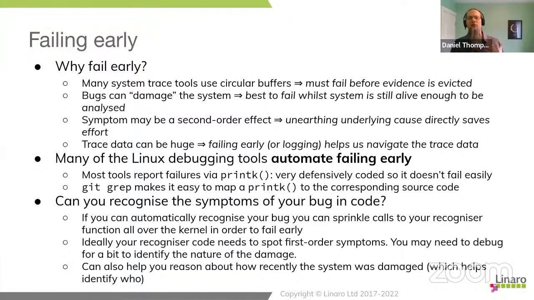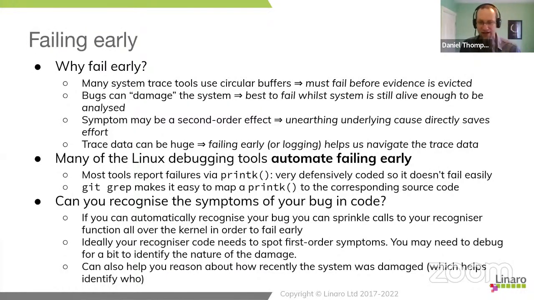So in a moment, I'm going to talk about some of the existing fail early tools, but what happens if they aren't fit for you, if they don't help you spot the problem that you have? And this is the final thing that I like to bring up when we're talking about failing early: can you write a recognizer? You've done some debugging, you've got some idea of what is going wrong, but you need to be able to get in a little bit earlier and figure out what's going on. It's all of this trying to get back to the actual point of failure: can you recognize the symptoms of your bug in code?